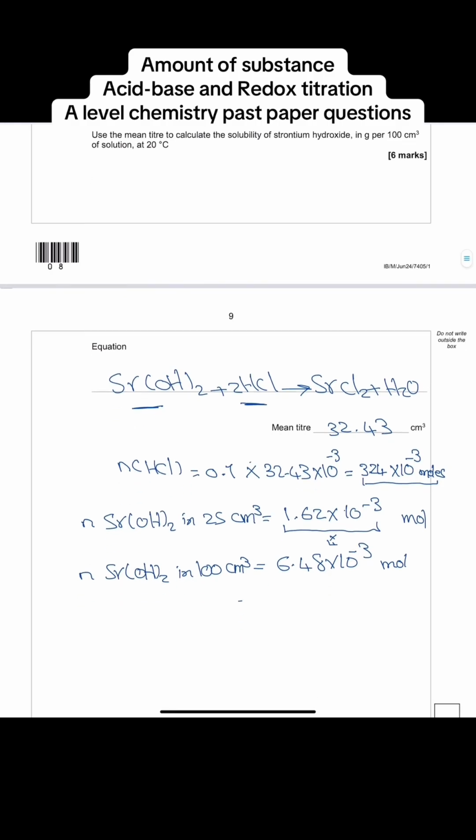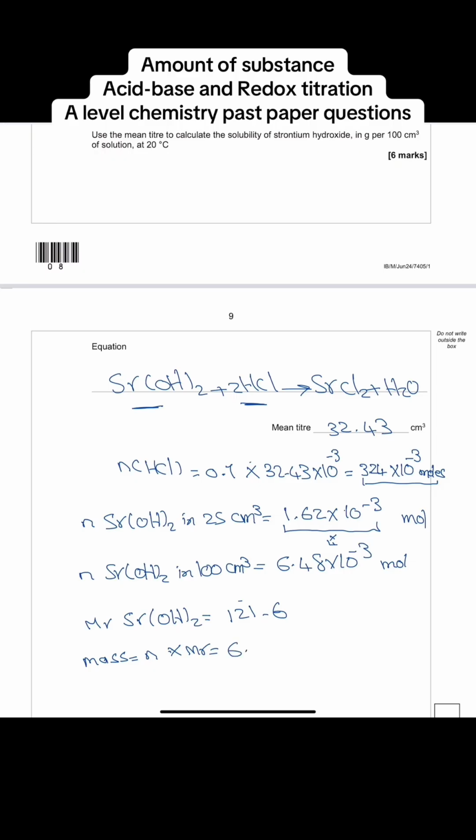And finally, the last thing, you need to calculate the mass of strontium hydroxide in that 100 centimeter cube. So first of all, you need to find the MR, or the relative formula mass of strontium hydroxide. You can find these from the periodic table. And the MR is 121.6. So now we need to calculate the mass. We know that mass equals n, the number of moles, times the MR.